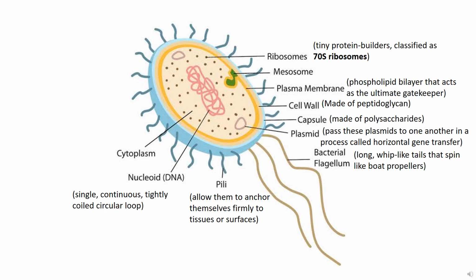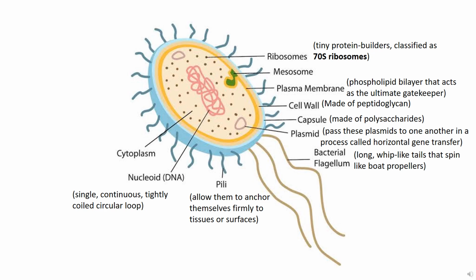There are no excess, non-coding sequences here. It is pure, functional genetic code. Floating near this main chromosome, you will often find tiny, independent rings of DNA called plasmids. Think of plasmids as biological cheat codes. They contain bonus genes, such as the instructions on how to resist antibiotics. Bacteria can actively pass these plasmids to one another in a process called horizontal gene transfer, essentially sharing survival tips in real time.